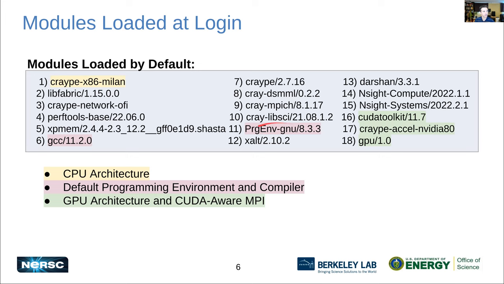There are two other modules I want to point out here. This is the programming environment, PrgEnv-gnu, and the GCC compiler. These are the default programming environment and compiler that you see when you log in. And then there are some other settings here. The ones in green relate to GPUs. This gives the details of the architecture of the GPUs. So if you're compiling for GPUs, the Cray compiler wrappers will use the details in this module to optimize for that. Another one to point out that's loaded by default is this GPU module, which will also load the GPU toolkit for you. And this one will set CUDA-aware MPI, which we'll talk a little bit more about later.